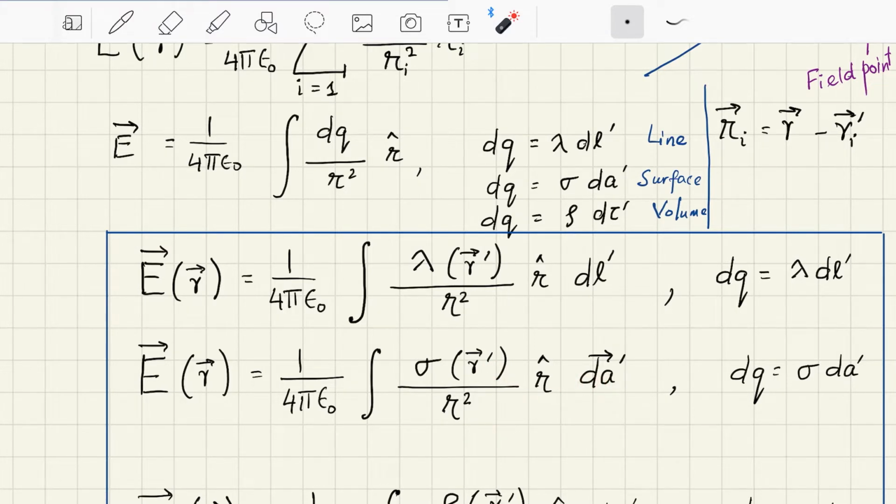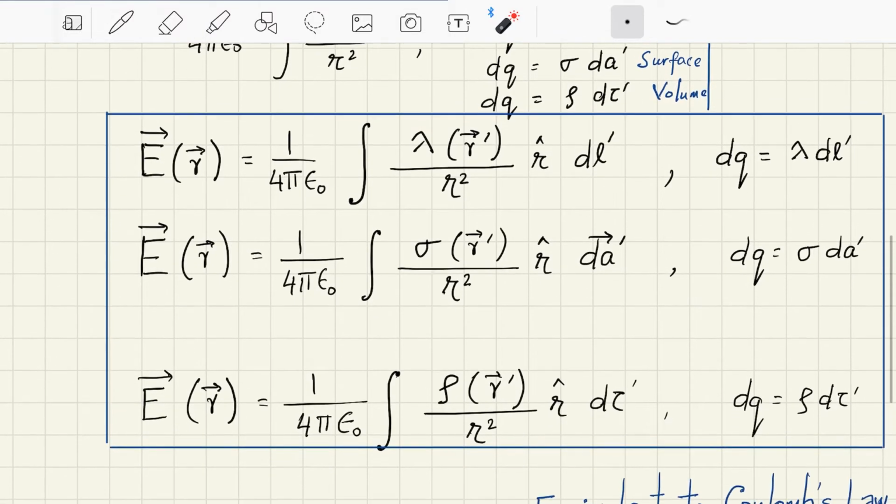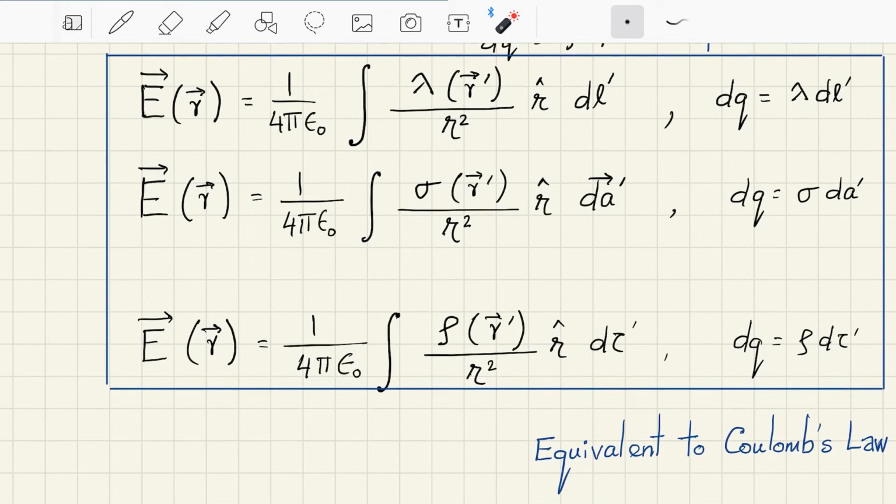All right. So now, this statement itself is equivalent to Coulomb's law. This is an integral form of Coulomb's law for a distribution. The distribution could be discrete, or it could be continuous.